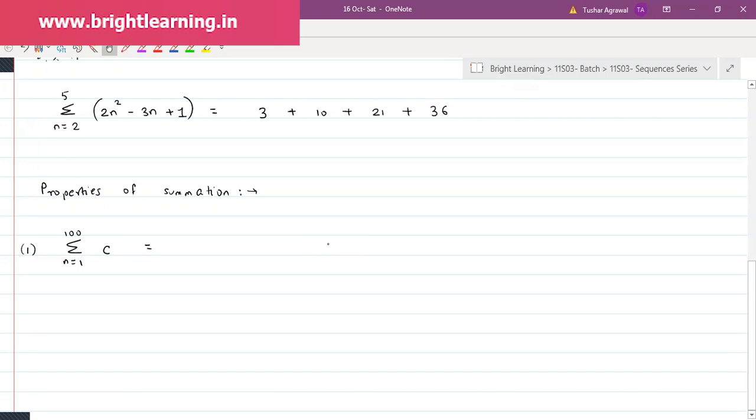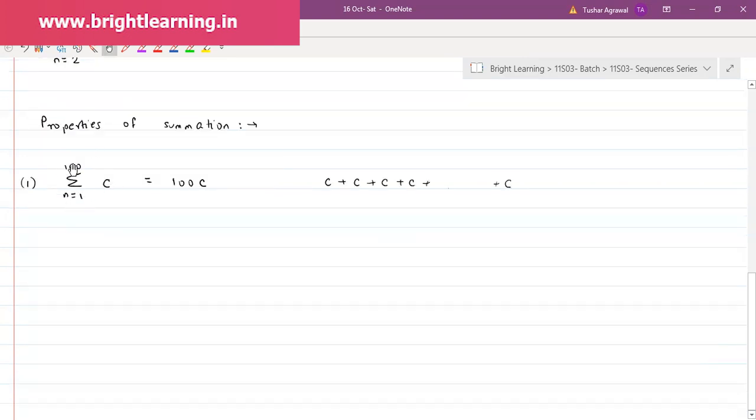So the first term is C, the second term is C, the third term is also C, the fourth term is also C, and so on. The last term, that is the 100th term, is also C. So C plus C plus C up to 100 times repetition. So can I write this is equal to 100 times C? The summation of a constant where n varies from 1 to 100 is 100 times C. You got it?